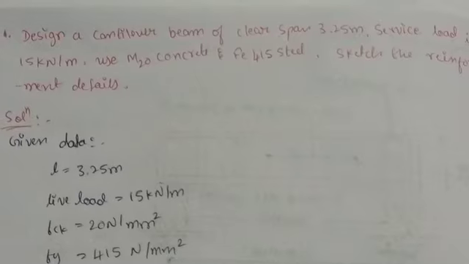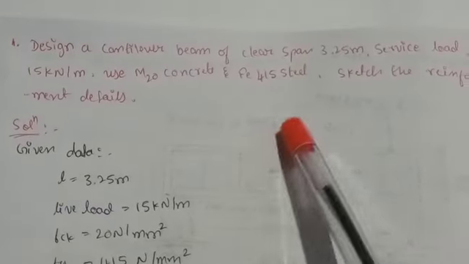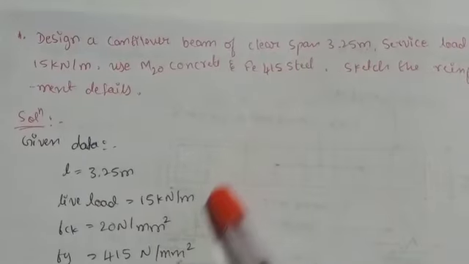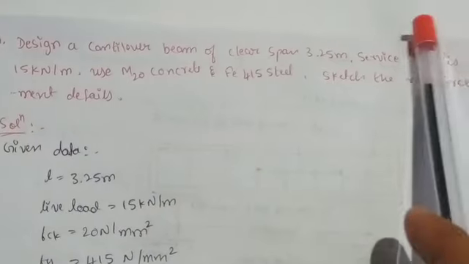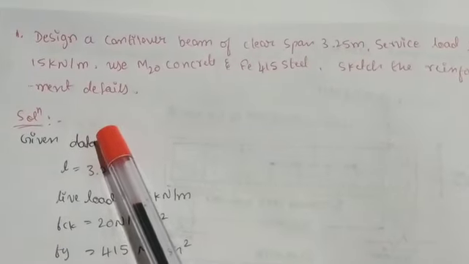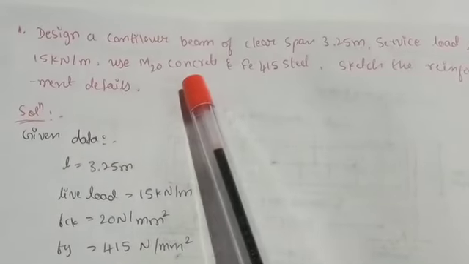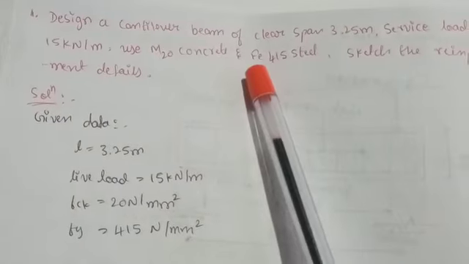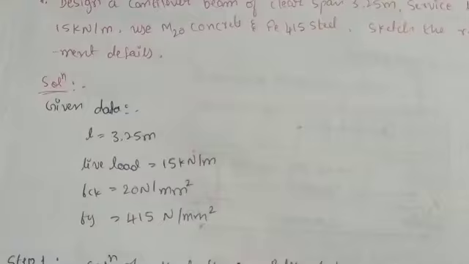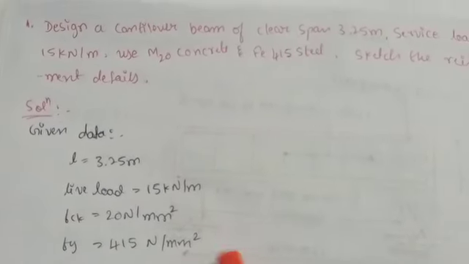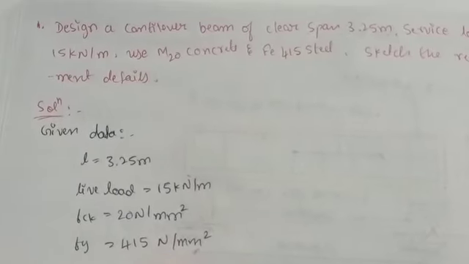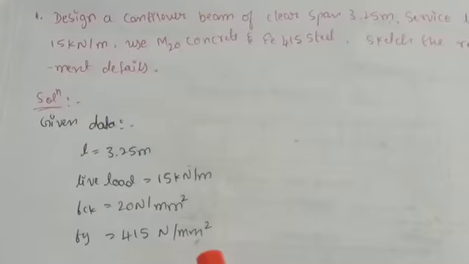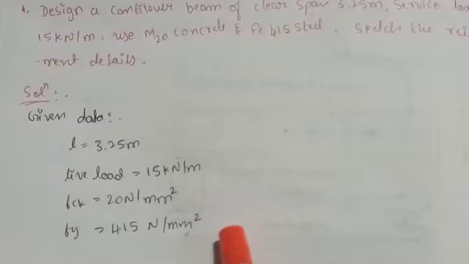What they have given? Clear span, denoted as small l, is 3.25 meter, load is 15 kilonewton per meter, FCK, that is grade of concrete, is 20 newton per mm square, and grade of steel, that is FY, is 415 newton per mm square. This is the only data we have in this particular problem. So we'll solve step by step by using some rules of the code book.